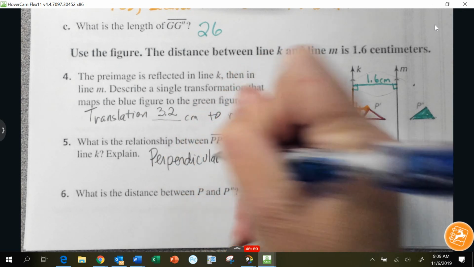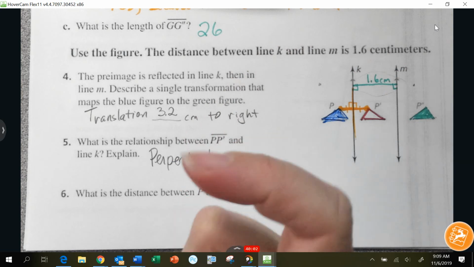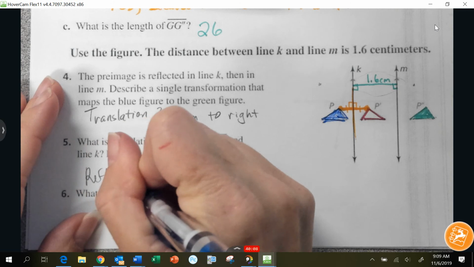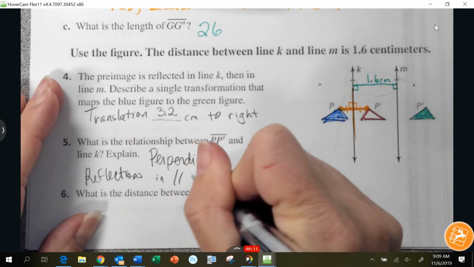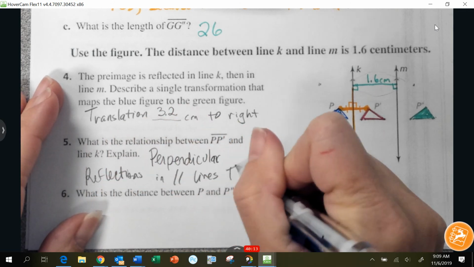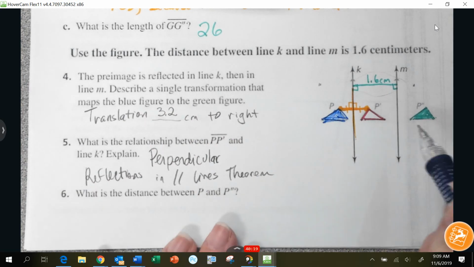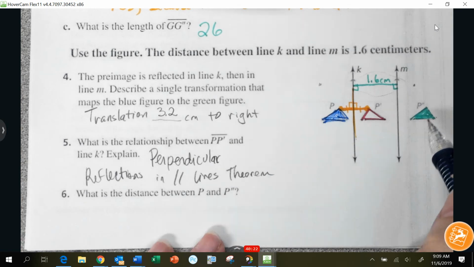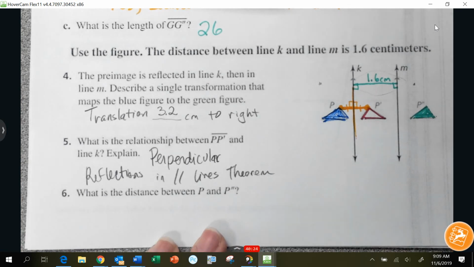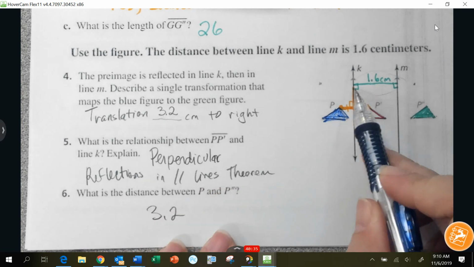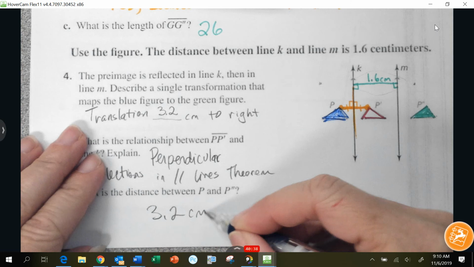And the reason why they're perpendicular is the reflections in parallel lines theorem, Theorem 4.2. And then finally, what is the distance between P and P double prime, Raylan? Well, we already discussed it while we were going over another question. Yeah, 3.2. You take the distance between the two parallel lines and you double it. Centimeters.